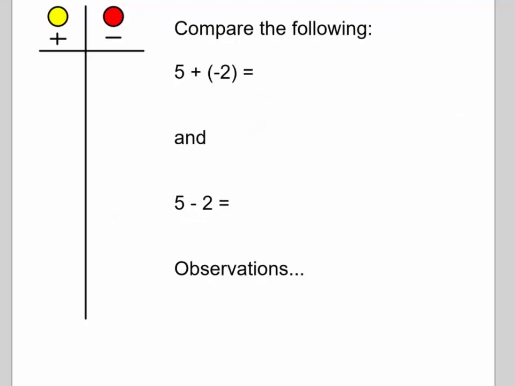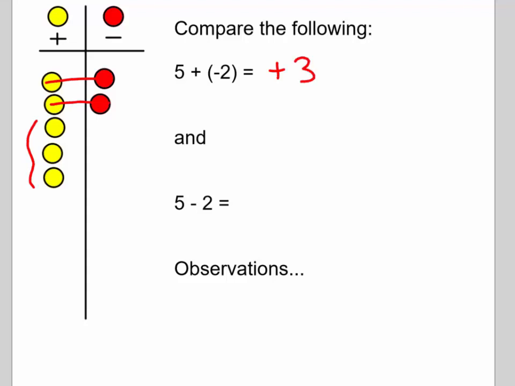The first one is 5 plus -2, so 5 positive chips plus 2 negative chips. And we should see that these here zero out, and we have 3 unbalanced positive chips. If we look at the next question here, it looks very similar. 5 minus +2. So we have 5 positive chips here, and I'm going to take away 2 positive chips. And I am left with, oh, lo and behold, the same answer, +3.